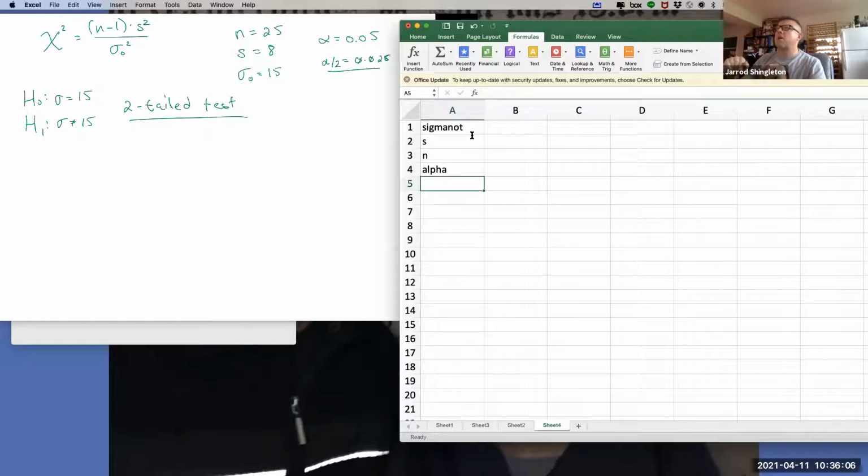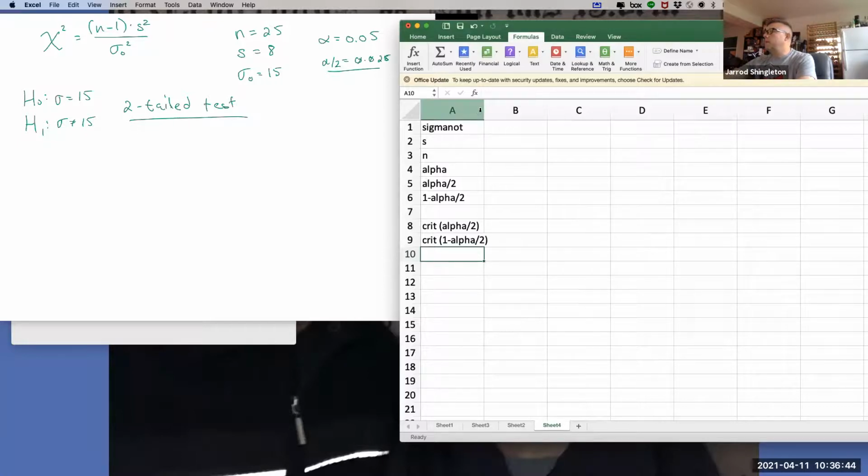And I'm going to do a couple of things with alpha to make it easier as I go along with my template. I'm going to do alpha over 2. You don't need this for all of your templates. If you're doing a one-tail test, you wouldn't do alpha over 2. And I need 1 minus alpha over 2. I need 2 chi-squared critical values. So this is my critical value using alpha over 2. And then this is my critical value using 1 minus alpha over 2. And what are we going to compare that against? We're going to compare this against our test statistic.